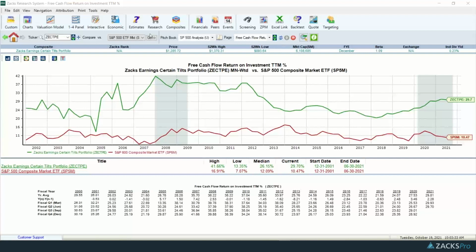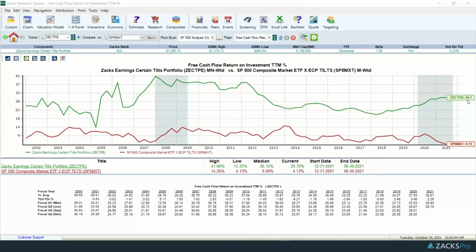And what I want to show you is that if you actually switch this over here to the X tilts, so we're getting a real apples to apples comparison, right? Because this ECP tilt portfolio equal weighted is going to be those 6 names. And then the SP5M XT is going to be the S&P 500 rebalanced without the 6 names. I mean, this is literally, you could call it 7.5 times the amount of free cash flow return on investment. So a substantial contribution to the broader market. These 6 macro ECP tilt names contribute.